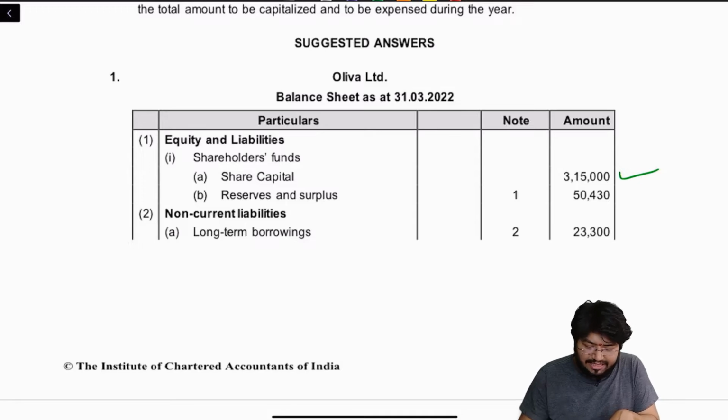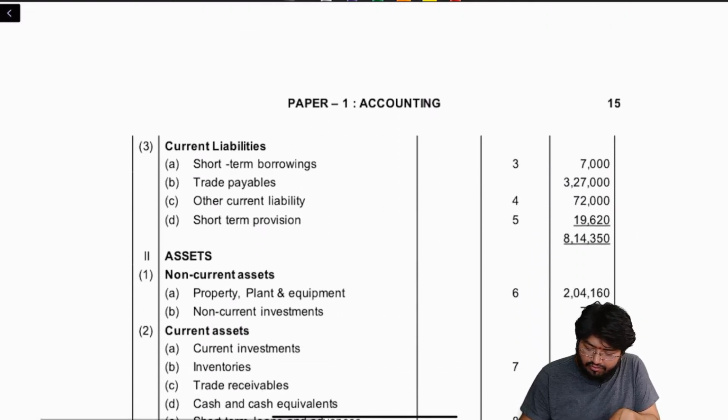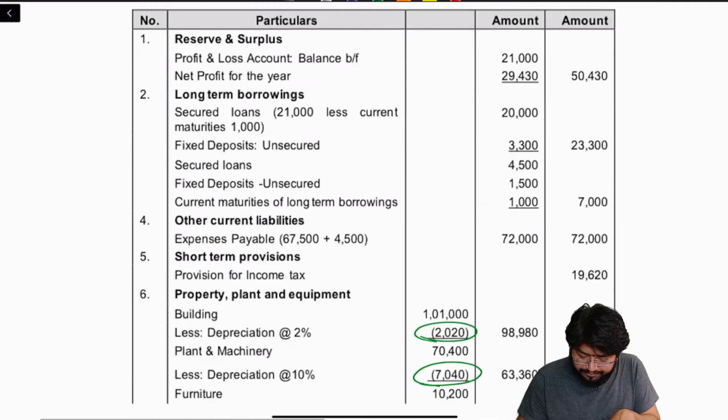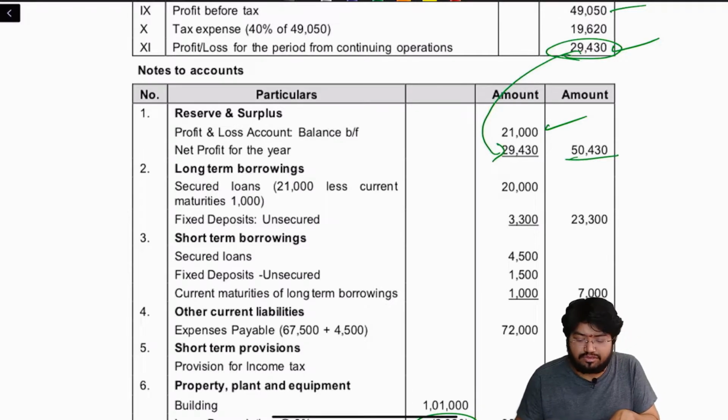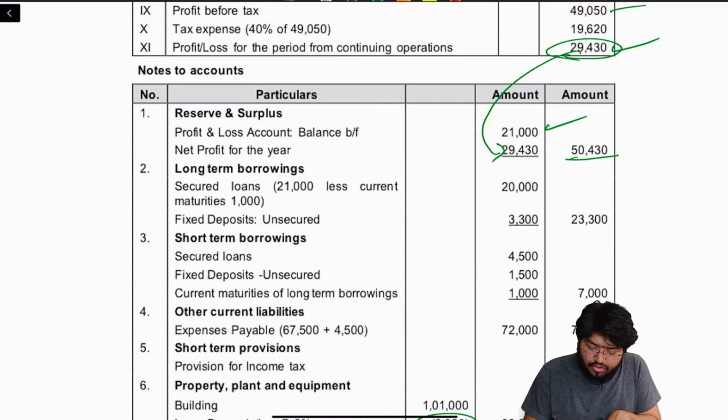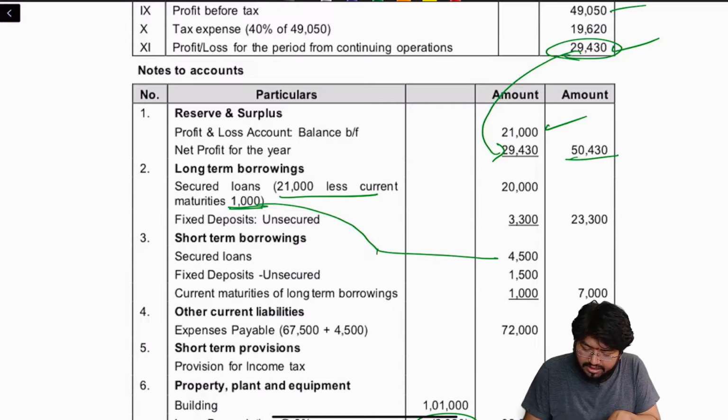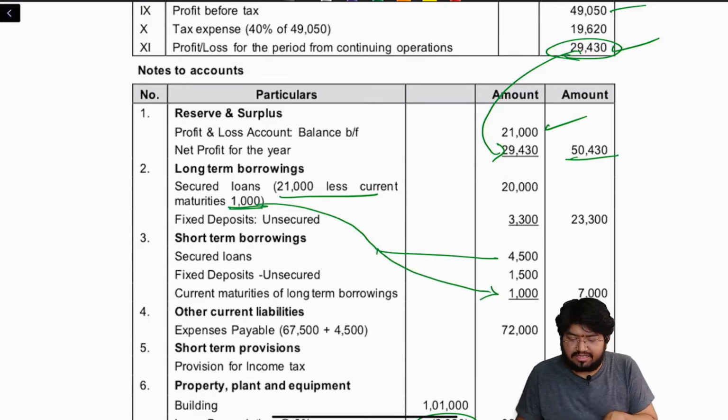Reserves, there would be slight change because there is opening P&L which is given for 21,000. Okay, 21,000 is opening P&L, and to that you have added current year profits, which gives you 50,430, and then you have long-term borrowings. So secured loans you have, unsecured loans also you have. Under secured, out of 21,000, 1,000 is going to mature in this current year itself. That is going to be settled in the next 12 months. Hence, this has been put into current liabilities. Okay.